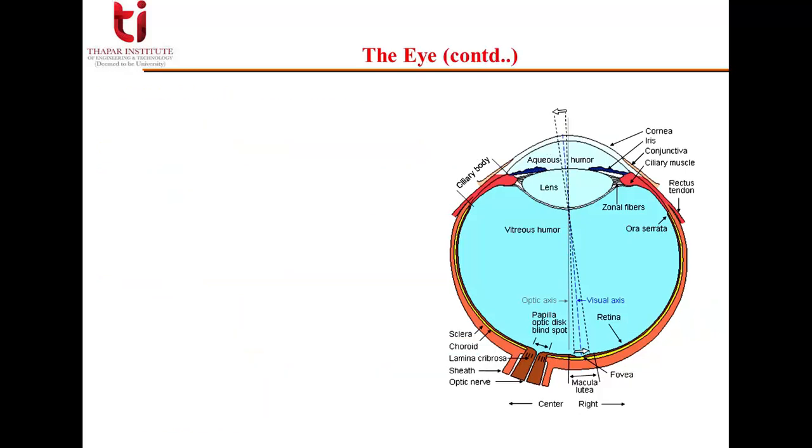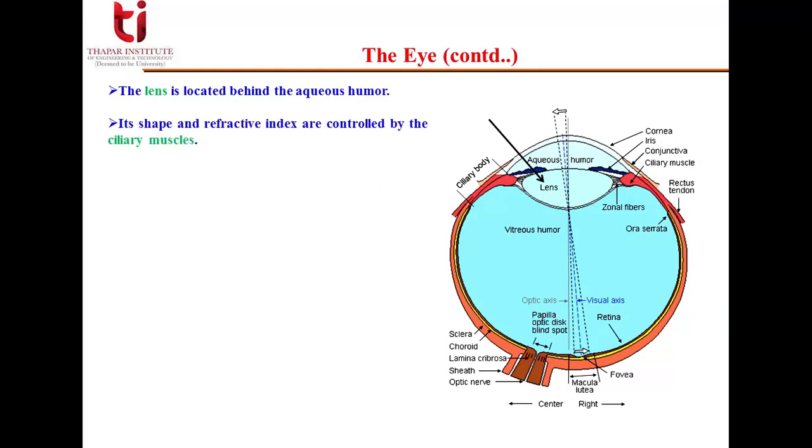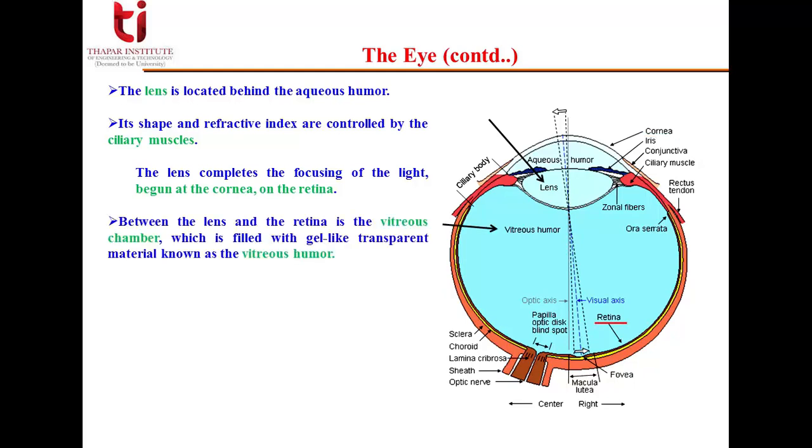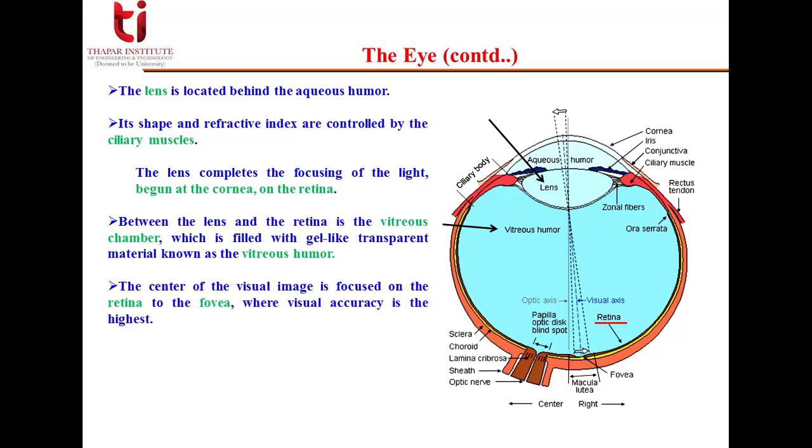Further, the lens is located behind the aqueous humor. Its shape and refractive index are controlled by the ciliary muscles. The lens completes the focusing of the light begun at the cornea onto the retina. Between the lens and the retina is the vitreous chamber, which is filled with a gel-like transparent material known as the vitreous humor.